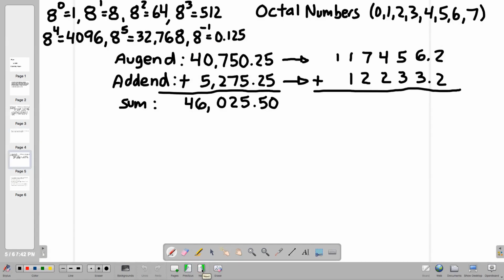Alright, so we're going to do another addition, and this time we have our augend, our addend, and sum. For the augend in decimal form, we have the value 40,750.25, and we're going to add the addend. This value would be 5,275.25, and our expected value would be 46,025.50.